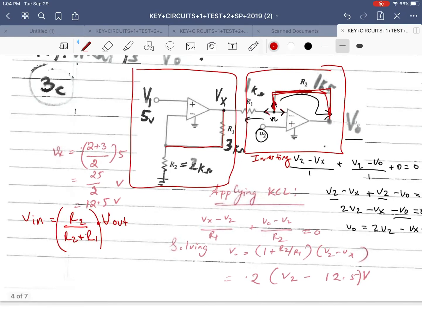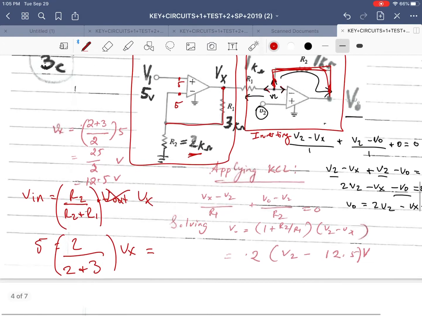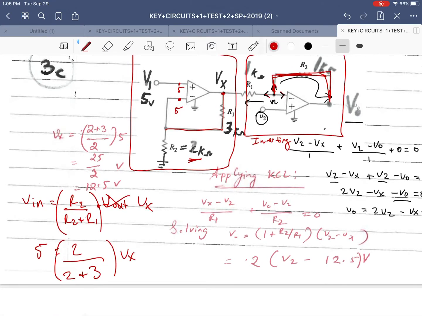And so, okay, we have the equation to find Vx here. Vx is actually going to be our V out, so it'll look like that. And so Vn, what is Vn? If this is 5, this is also 5, so 5 is equal to R2. R2 is 2 over 2 plus R1, which is 3, times Vx is equal, not equal.